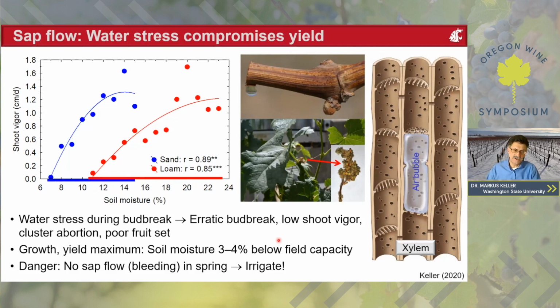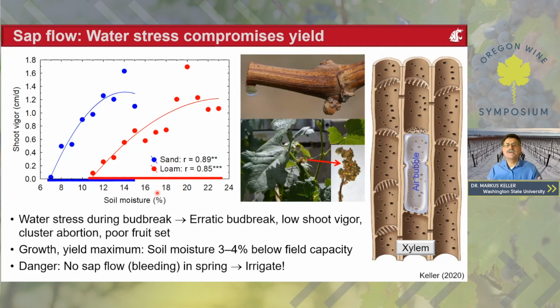Typically, what I recommend is you can maximize early season growth, canopy development, and yield if you keep the soil moisture within about 3 to 4% of the field capacity of the soil, which means that you need to know your soil. You have to know what the permanent wilting point and the field capacity is because, as you can see in this graph on the upper left, field capacity and permanent wilting point, or the water envelope or window of the soil, depends on the soil type. The sand cannot hold as much water as a loam, for example.